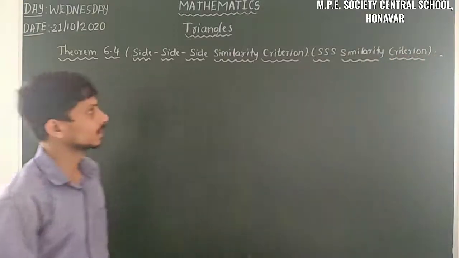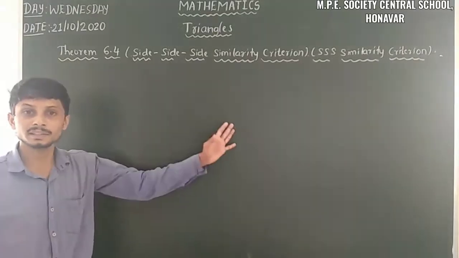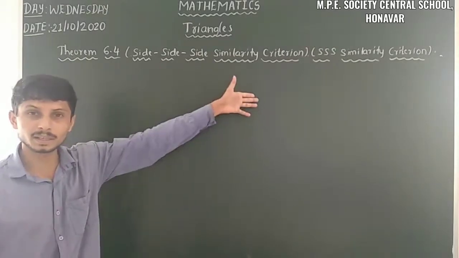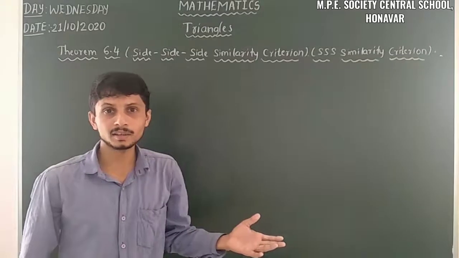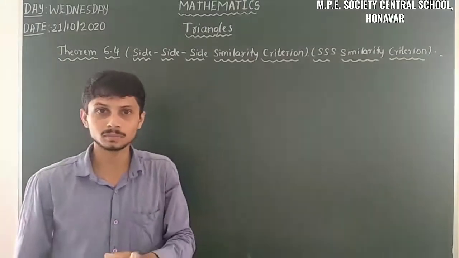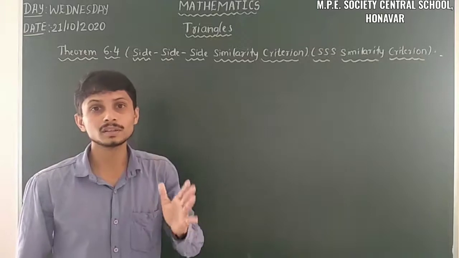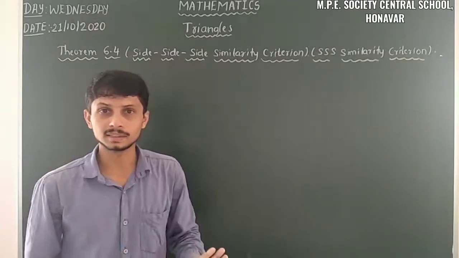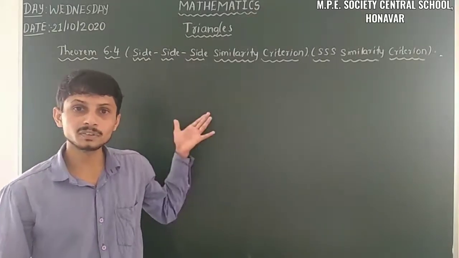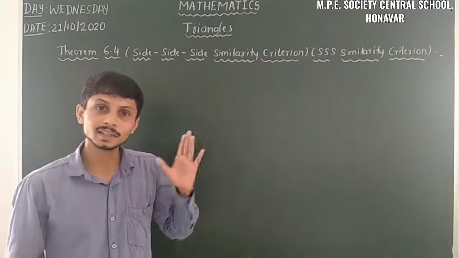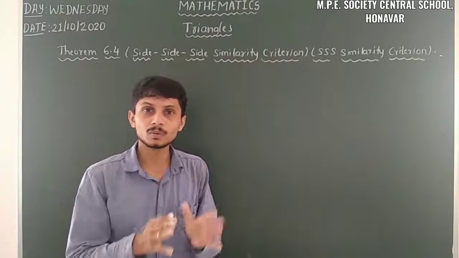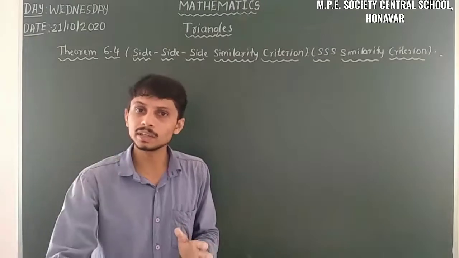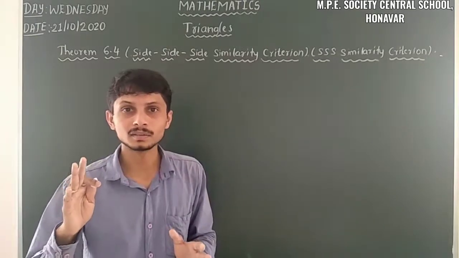Already we know about the AAA similarity criterion. Similarly, we have a side similarity criterion. In the AAA similarity criterion, we consider the corresponding angles to be equal. But in the side similarity criterion, we have to know that the sides are proportional only. They won't be equal in any case. So if in two triangles the sides of one triangle are proportional to the sides of another triangle, then their corresponding angles are equal and those two triangles are similar.